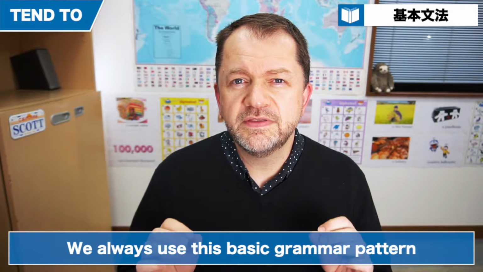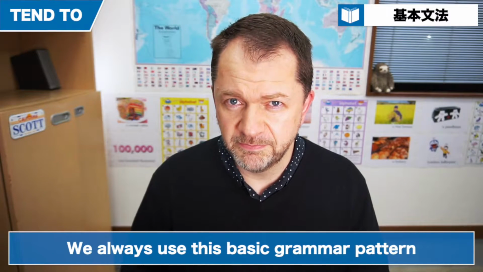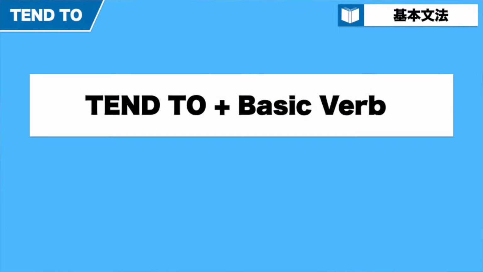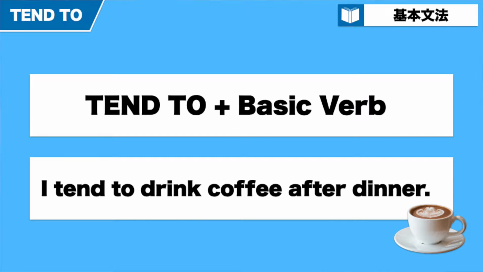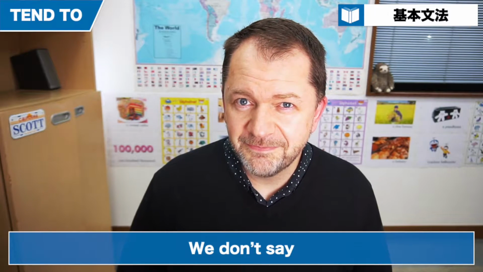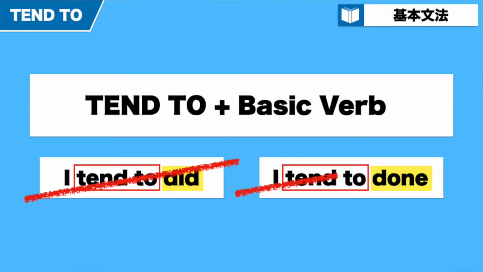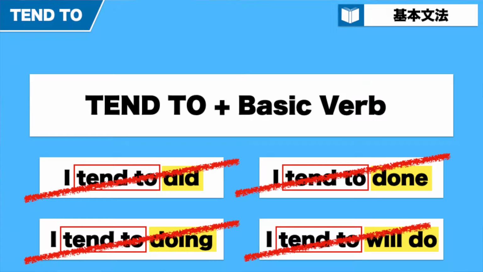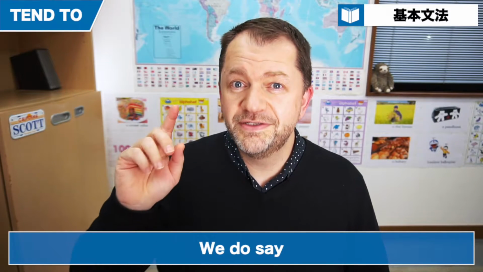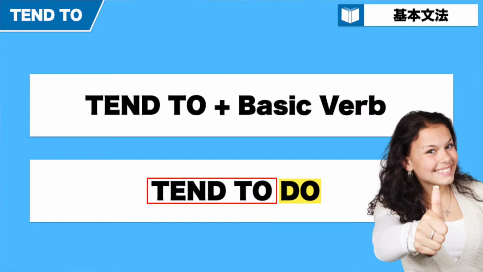We always use this basic grammar pattern. Tend to plus basic verb. For instance, I tend to drink coffee after dinner. We don't say, I tend to did, I tend to done, I tend to doing, I tend to will do. We do say, tend to do.